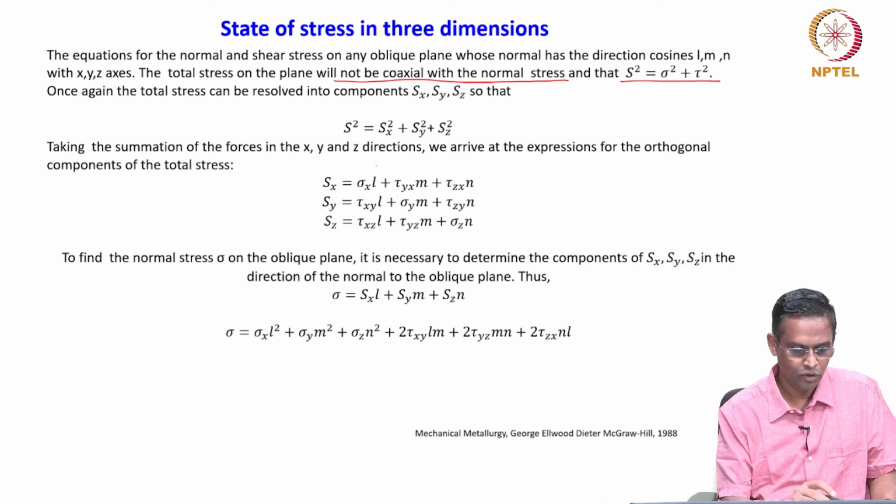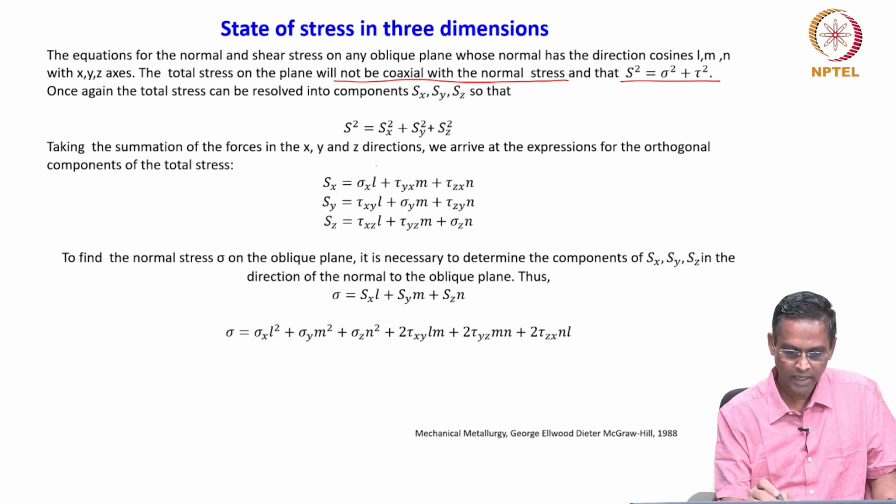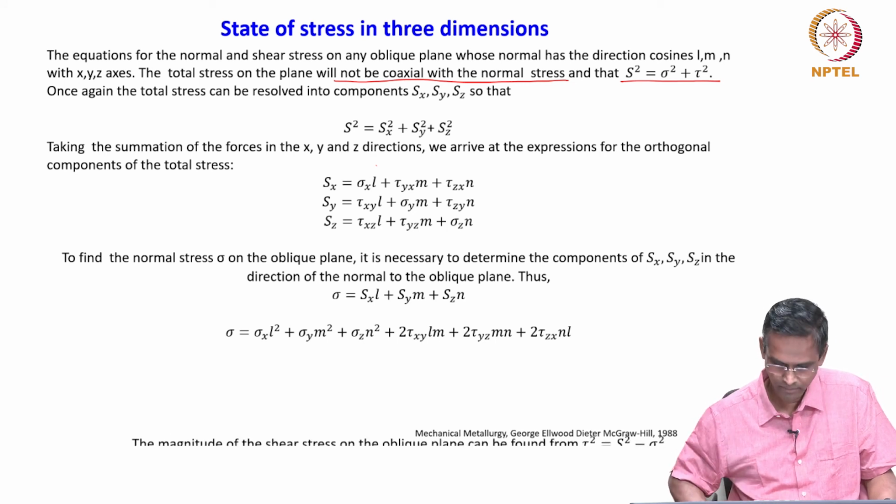To find the normal stress sigma on the oblique plane, it is necessary to determine the components of sigma x, sigma y, sigma z in the direction of the normal to the oblique plane. Thus, we write sigma is equal to sigma x l plus sigma y m plus sigma z n. So you plug in all these values here and then you get this expression.